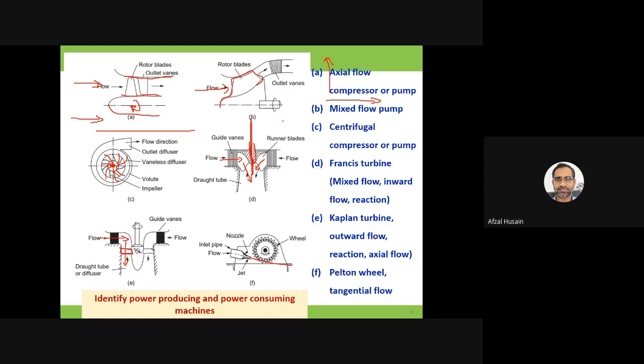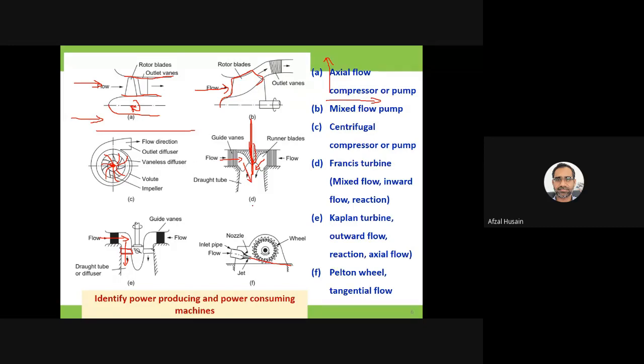Mixed flow machine, right? And in the C part, the fluid is coming to the shaft and the shaft is rotating, and by the centrifugal action the fluid is going outward radially. So we call it a centrifugal machine. It can be a centrifugal pump and it can be a centrifugal compressor.